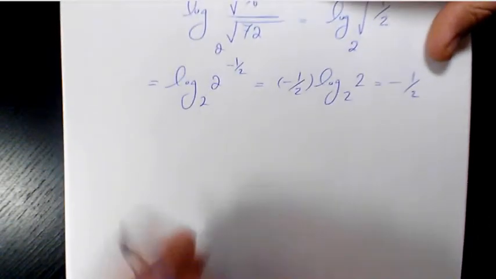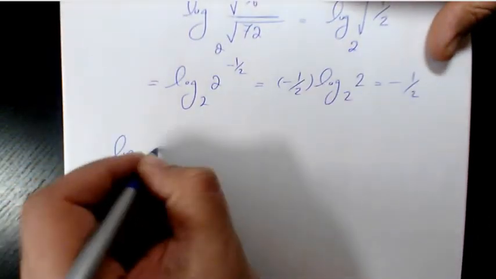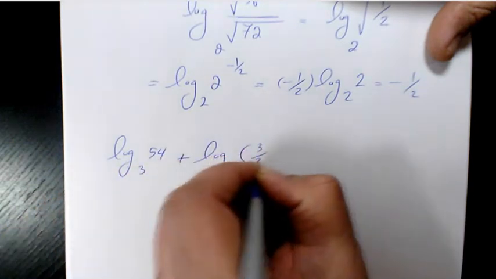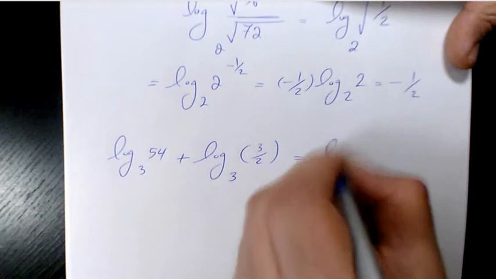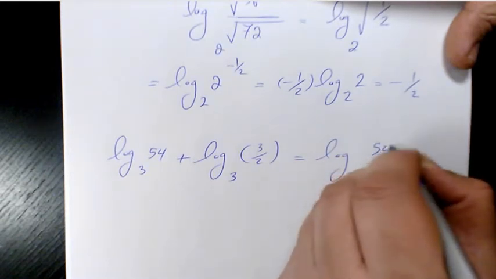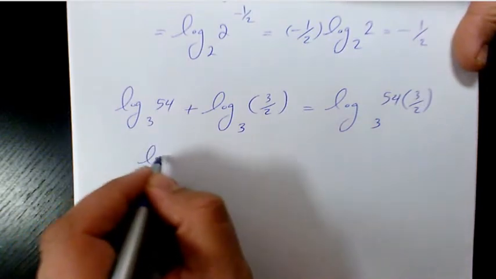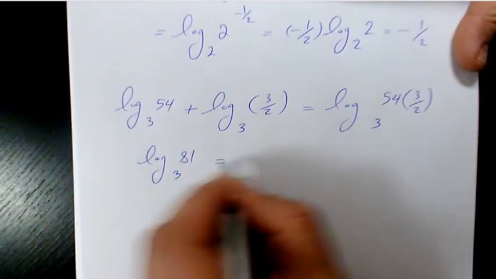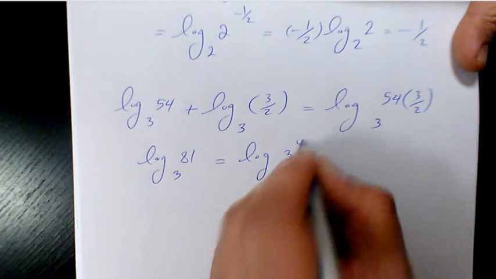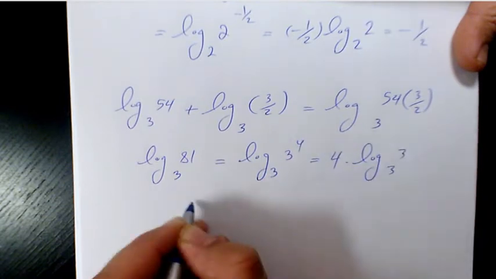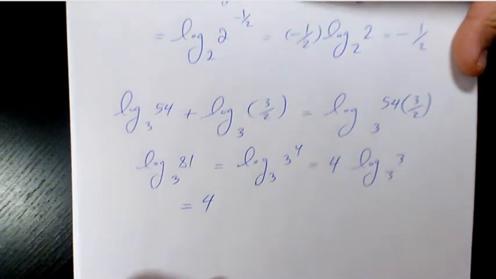Next example. Log 54 base 3 plus log 3 over 2 base 3 is going to be log 54 times 3 over 2 base 3. That's going to be log 81 base 3. 81 is 3 to the power 4. So that's going to be 4 times log 3 base 3, and that's going to be equal to 4.